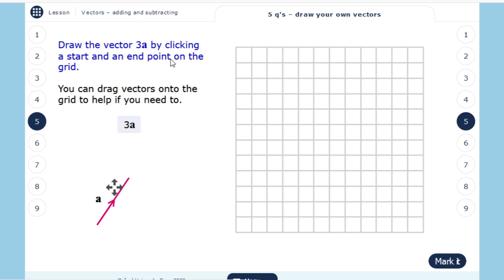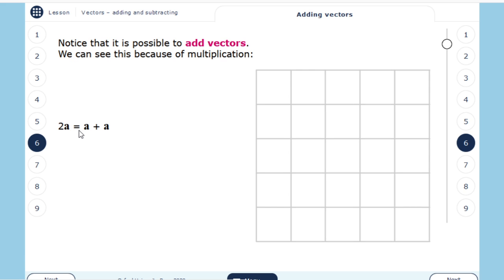So you see, if A is (4, 2), then minus A will be (minus 4, minus 2). Notice that it is possible to add vectors. We can see this because of multiplication.